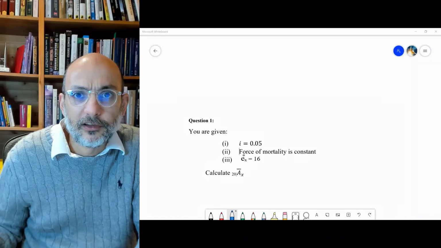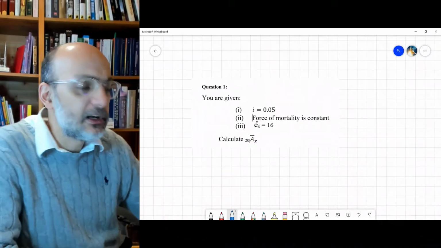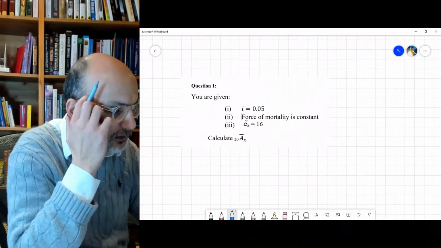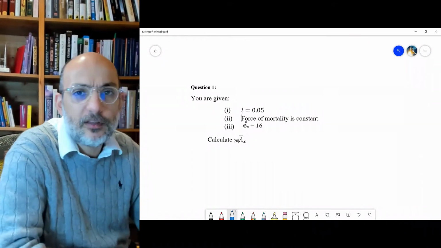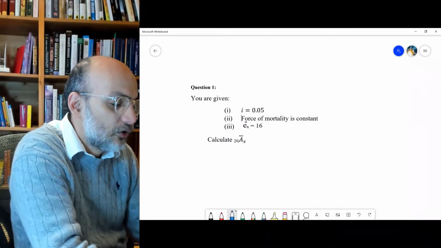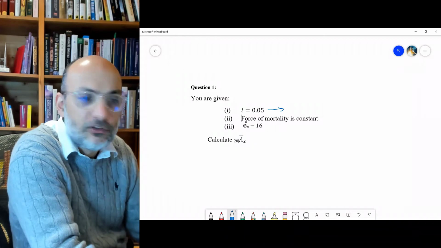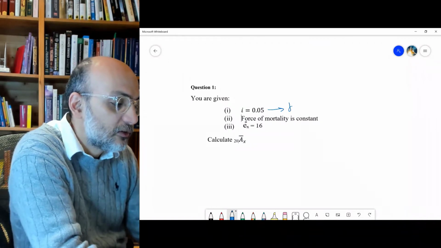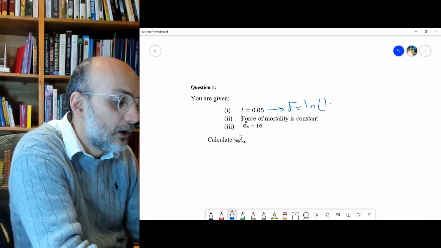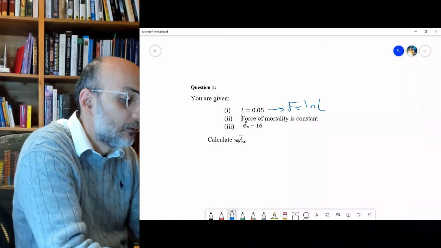So let's get started. The first question is a fairly easy question. There's nothing difficult about it, except maybe the trick here is just to know that you are given i, but you can move from i to delta because this is the continuous case. So delta is, remember, ln(1 plus i), or ln 1.05.